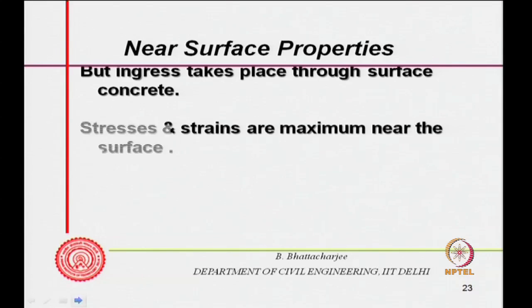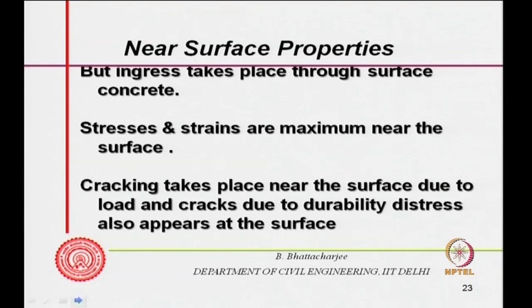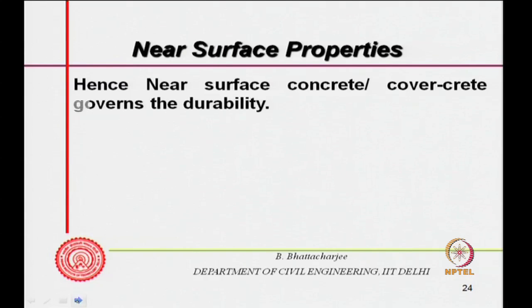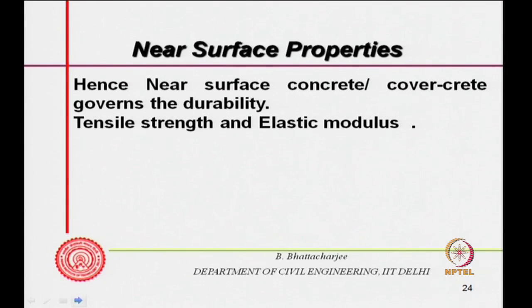Ingress takes place through the cover concrete, stresses and strains are maximum at the cover concrete, and cracking also first takes place at the cover concrete. Even if it takes place inside, it does not matter, but when it comes to the surface, it would cause more penetration of harmful ingredients, and therefore the durability problem will be enhanced further. So, near the surface is what governs the durability. Is there a way? Well, there is possibly some way, but at the moment this is inherent in concrete. So, we may have to keep water cement ratio somewhat higher, put an overlay maybe, we will see that of course.